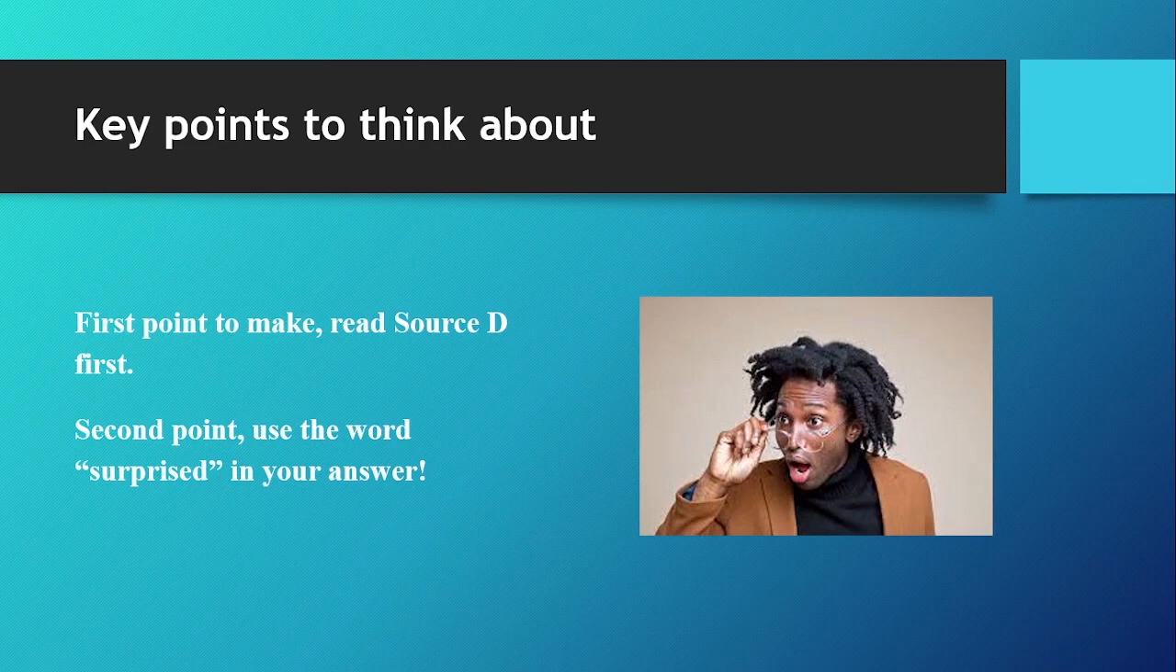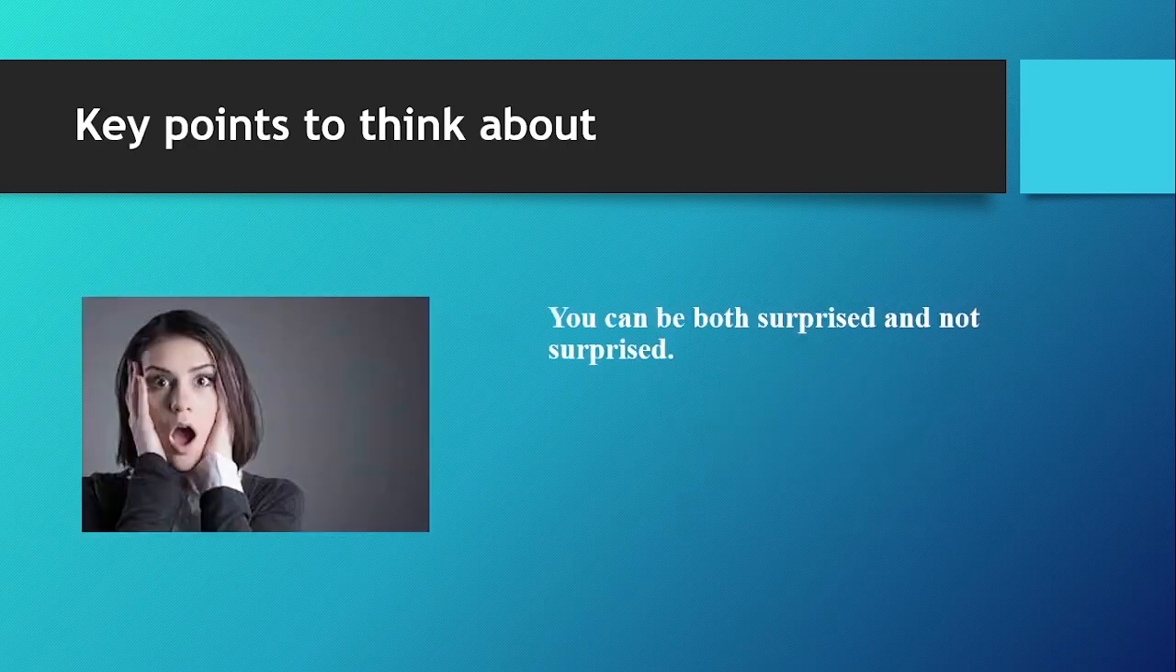First point to make. In this example, read source D first, because whether there is a surprise or not in source C, you need to know what source D says. Second point, make sure the word surprised appears at least once in your answer. Next point to make. You can be both surprised and not surprised.